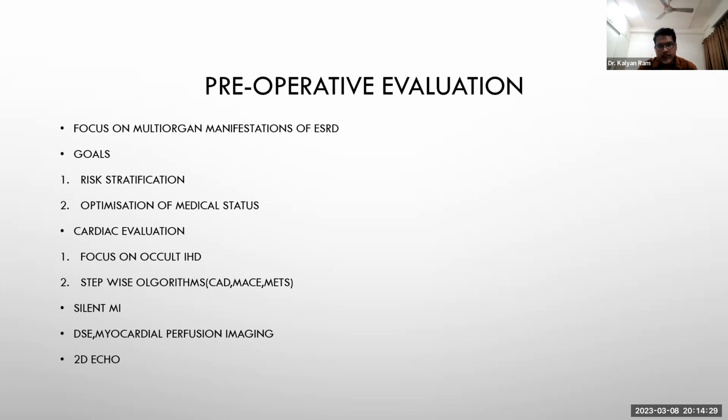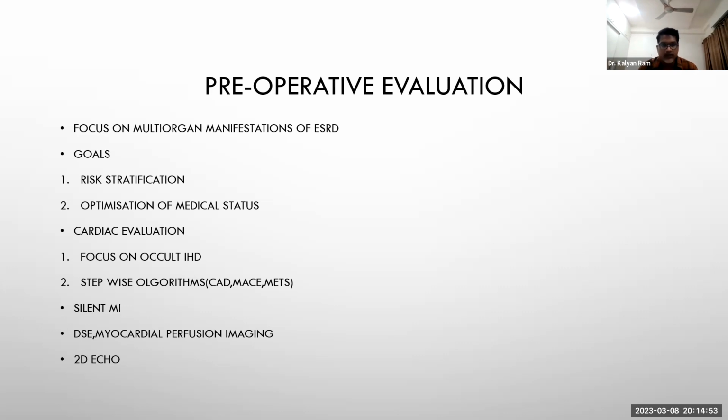Silent MI is common in these patients, and MI not presenting with angina is more common, especially in diabetic end-stage renal disease patients. So further testing is very important in these patients, especially those who have fewer metabolic equivalents. Further non-invasive testing is generally done by dobutamine stress echocardiography and myocardial perfusion imaging.